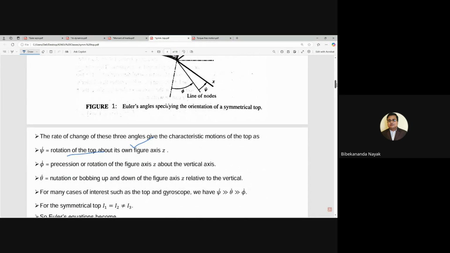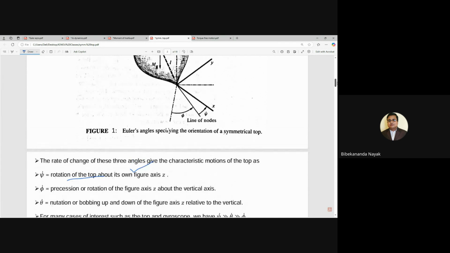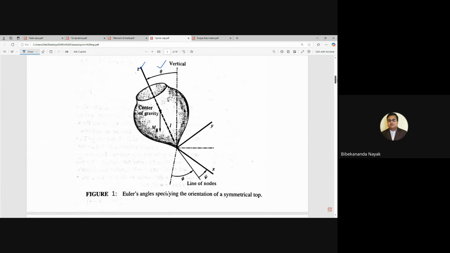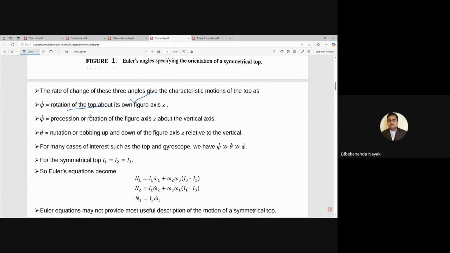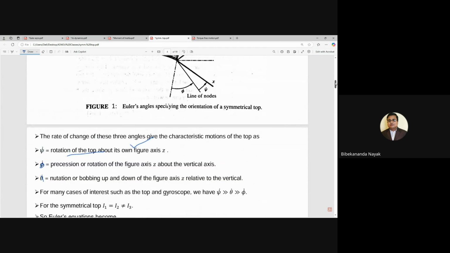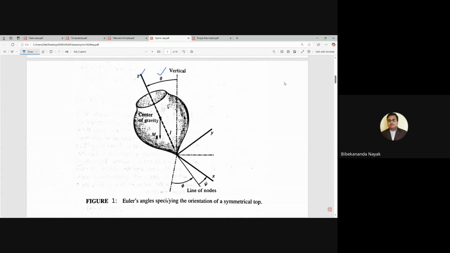Then phi dot. Phi dot is precession, the rotation of the figure axis about the vertical axis. Sorry, this is theta dot and this is phi dot. Phi dot is precession, the rotation of the figure axis about the vertical axis. This whole top is executing a motion around this vertical. If you see, the top is moving like this. That motion is called precession.